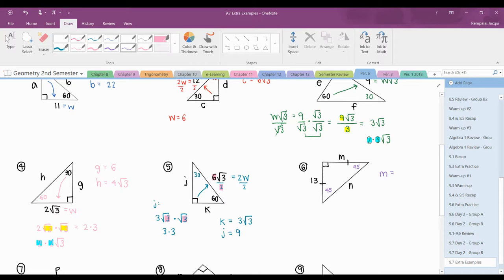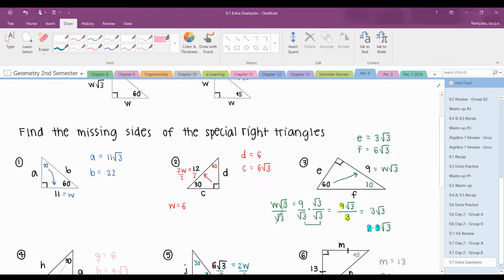And because I have side M marked the same as that side that is given to us as 13, I know that M is also a length of 13. It's just a matter of I needed to know that it was a 45, 45, 90 triangle in order to find what the hypotenuse is.